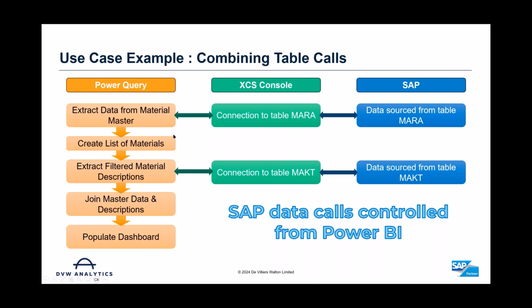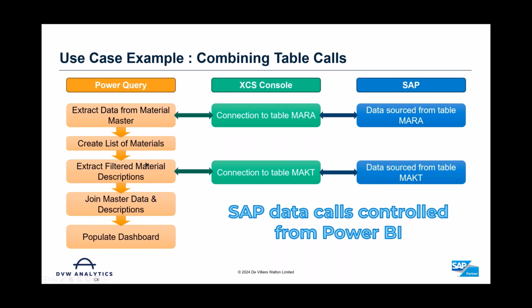We can use that list of materials to filter the descriptions we want. And this is a really important point, because what we're doing here is being very efficient, very surgical in the way we extract our data. So we're saying exactly which materials we want, but only bringing back the descriptions for those materials. Equally, it's just then a connection back to a table, MAKT in this case, within SAP.